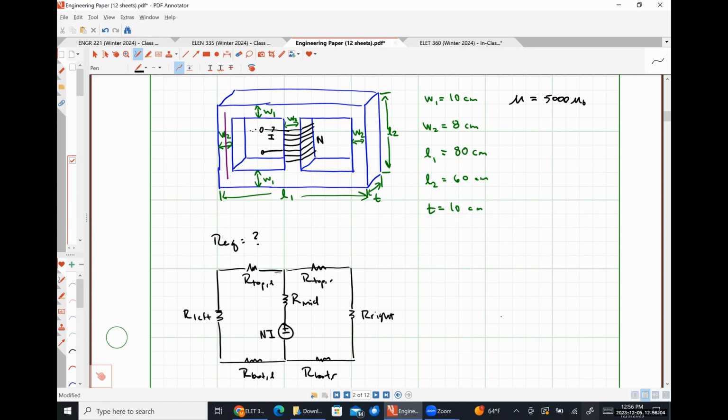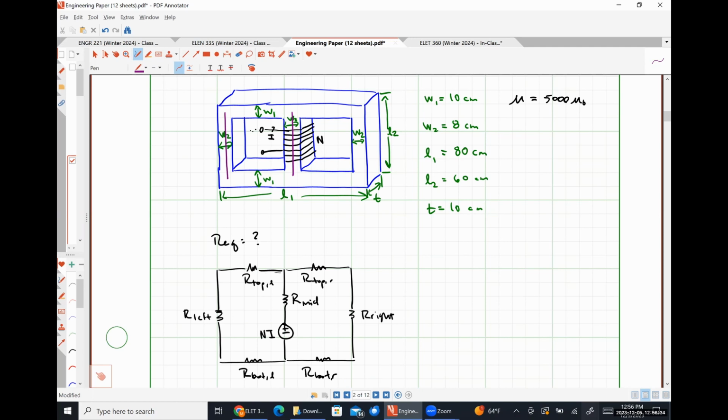So R right should be the same because this thing has symmetry. But what about the middle branch? If I were to draw the length of the average flux path through this middle leg, it's literally the exact same length, right? So it's still just going to be L2 minus W1 in length.